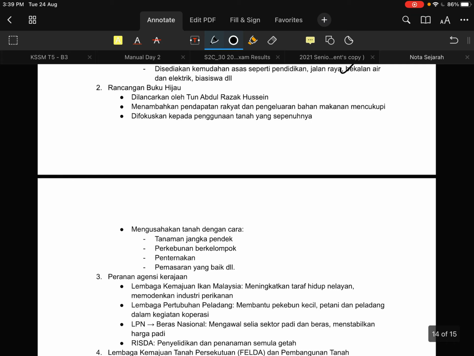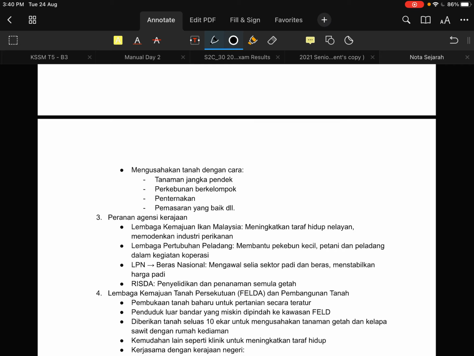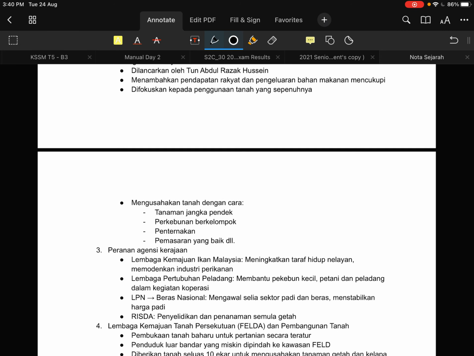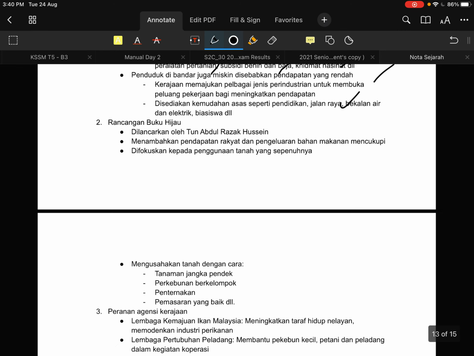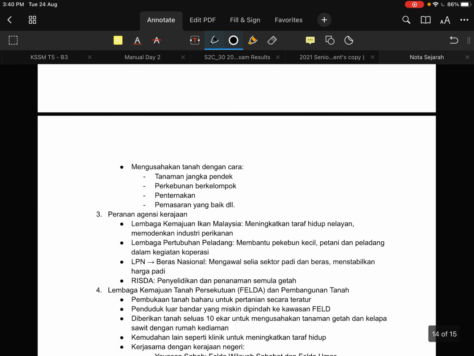So what do they do with the land through Buku Hijau? Number one is they have these short-term plantations, and then they have these grouped up plantations, and then they also have animal fostering, taking care of animals, and then pemasaran yang baik to teach people how to effectively sell their products, etc. And then okay, number three is peranan agensi kerajaan.